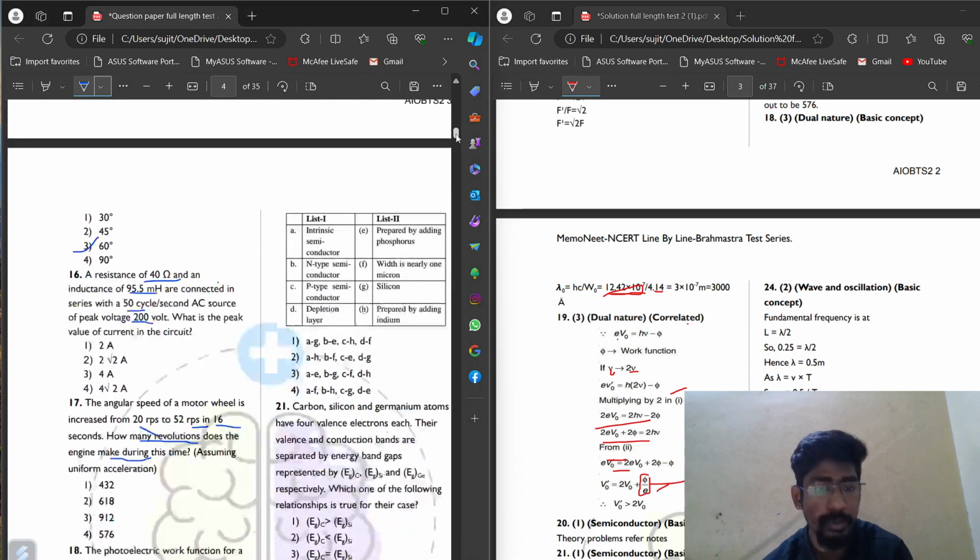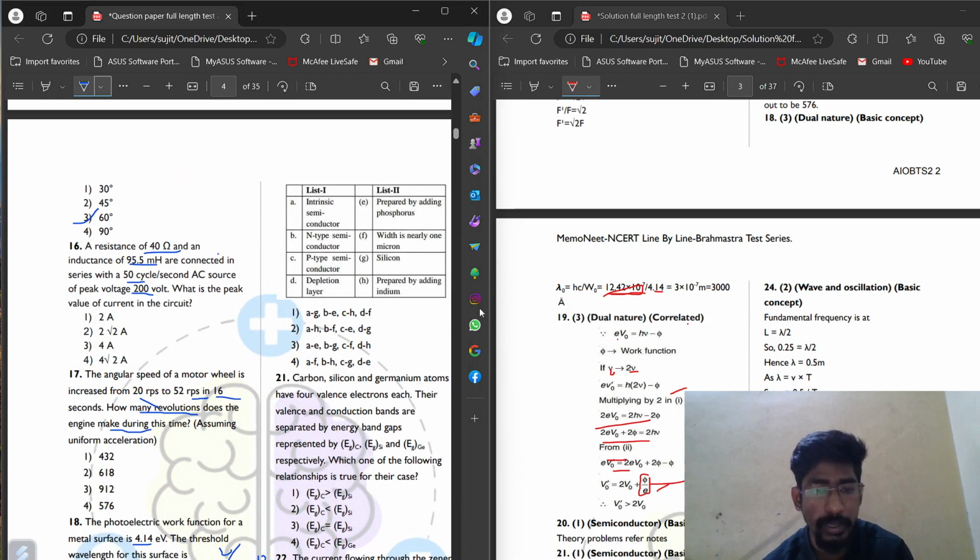Now the next question, number 20, intrinsic semiconductor. I think you all know that this is silicon, right? And how can you get an n type semiconductor and a p type semiconductor? By doping with trivalent and pentavalent elements, you will get n type and p type semiconductors. N type means pentavalent, p type means trivalent, right?